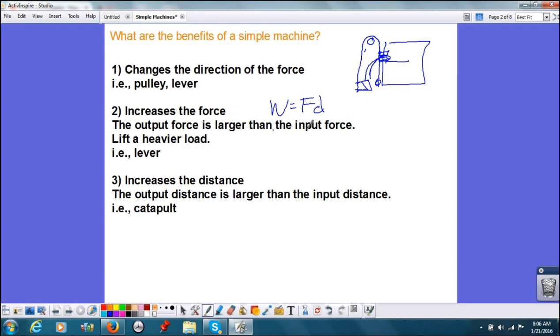Okay, I might not get as much work out, but if I move things a big distance on one end, I can increase the amount of force. So when do we use this?